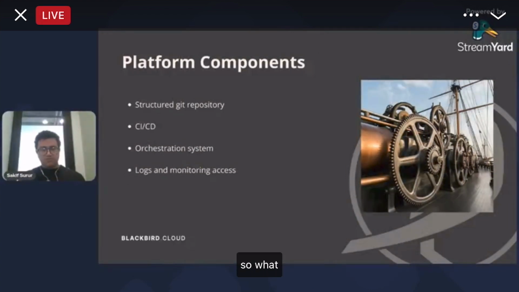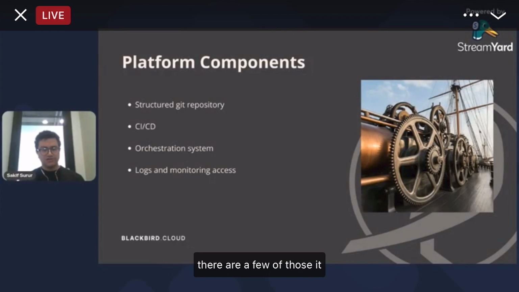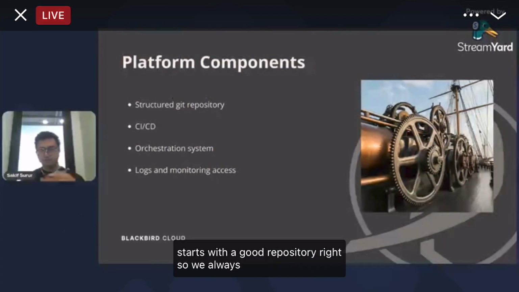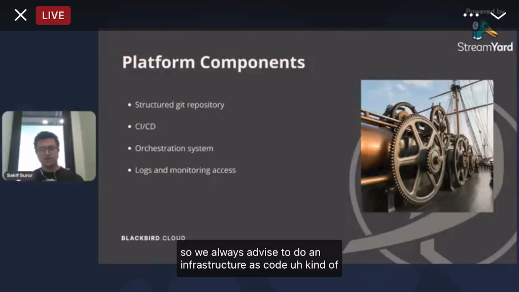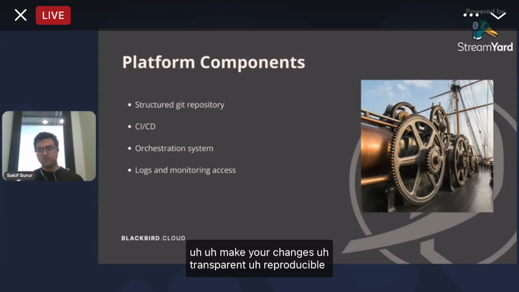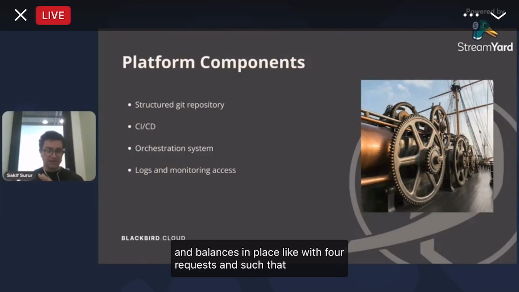So, what are the components of platform engineering? There are a few of those. It always starts with a Git repository, right? So we always advise an infrastructure as code kind of approach. A Git repository helps you make your changes transparent, reproducible, and you can also control who can make the changes, and you could add checks and balances in place, like with pull requests and such. That helps make the platform slightly more robust in that way.